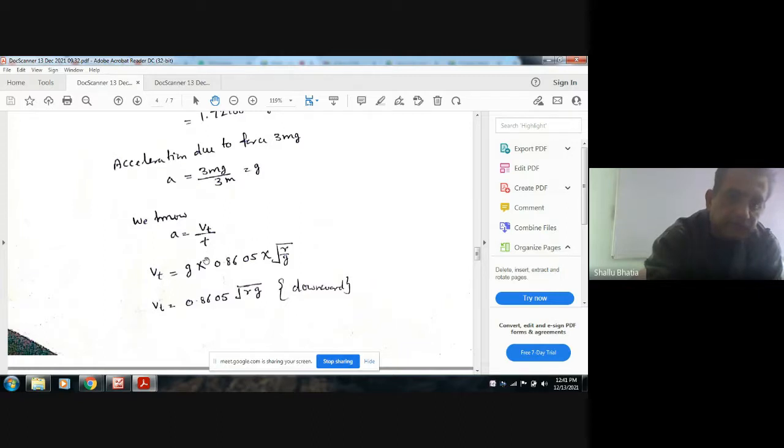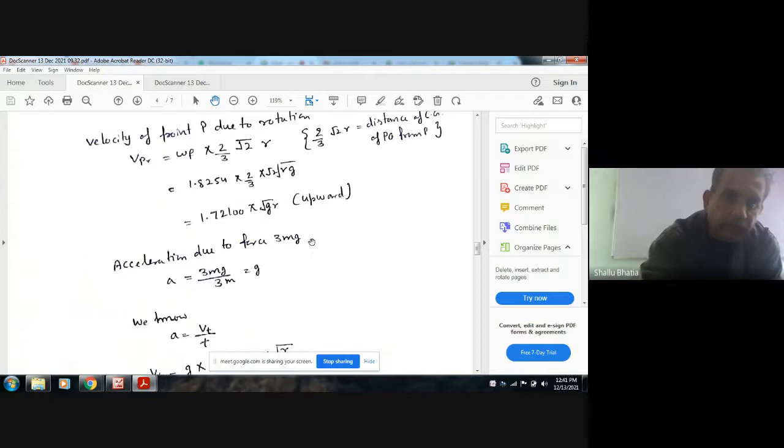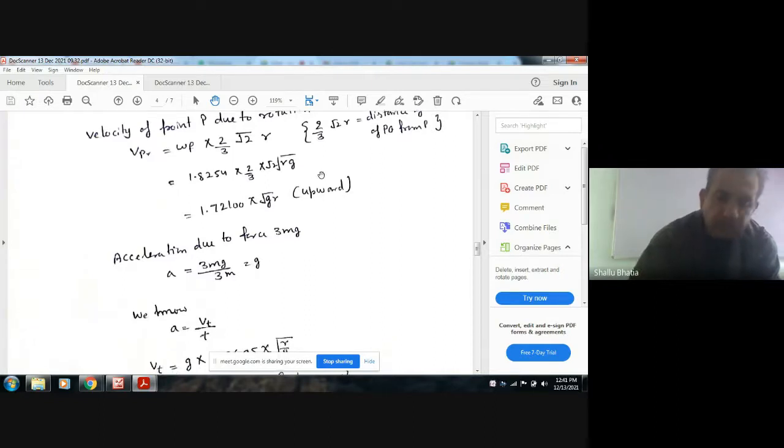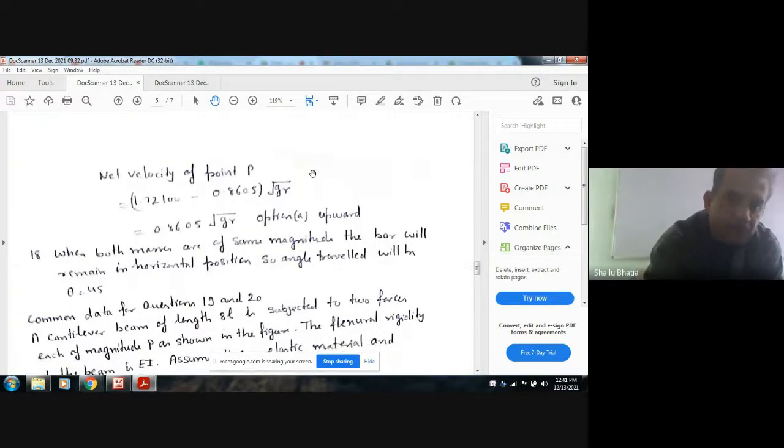This vt will be in the downward direction, and this v PR will be in the upward direction. So the difference of these two will give the net velocity at C. So option A is the correct answer. It is in the upward direction, because net v PR is more than vt.